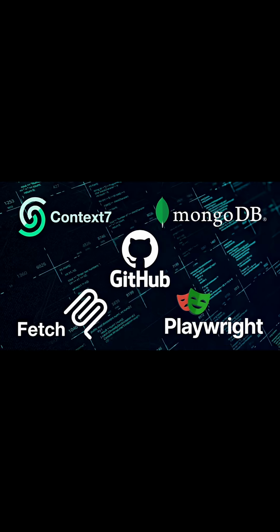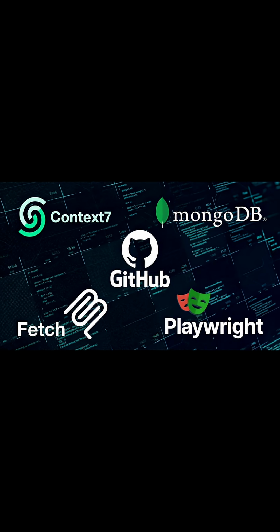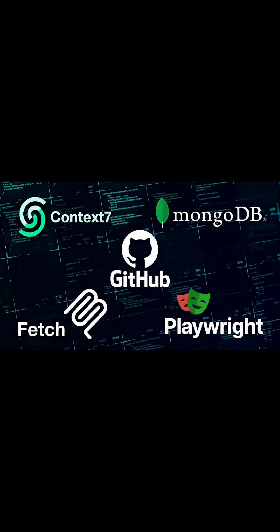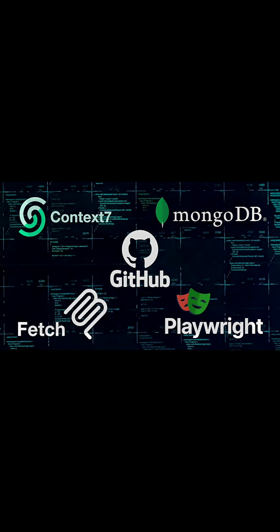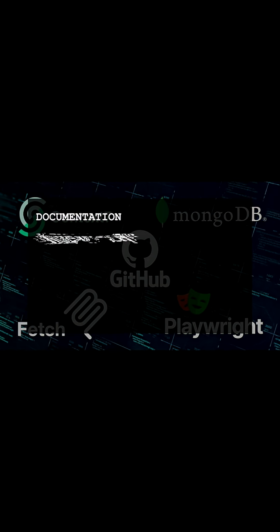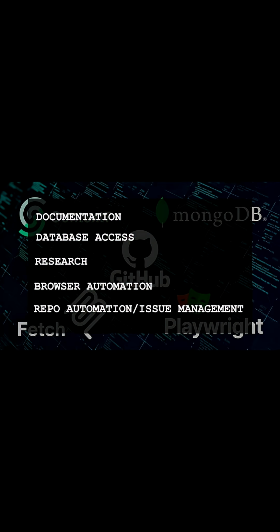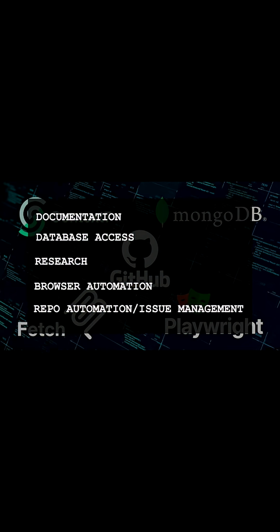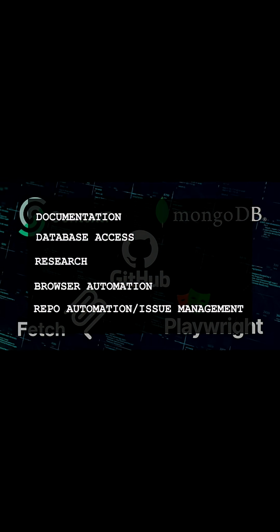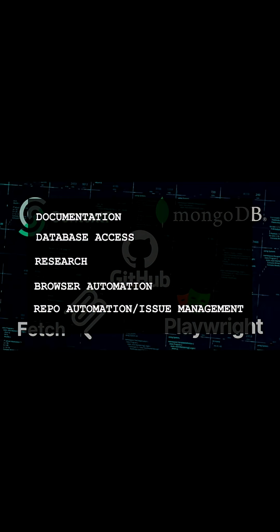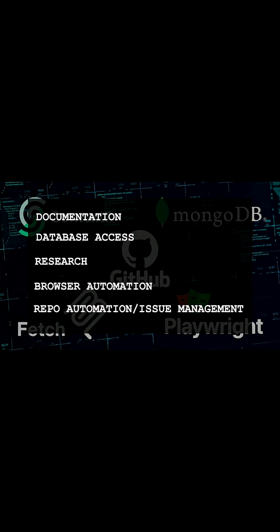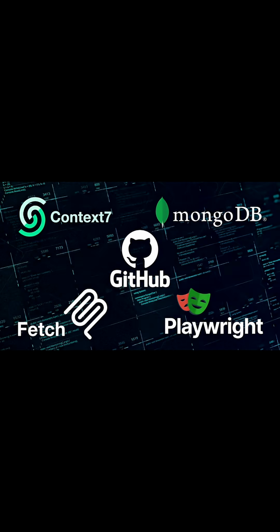So with these 5 servers, Context 7, MongoDB, Fetch, Playwright, and GitHub, you've covered documentation, database access, research, browser automation, and repo and issue management, which would be a huge part of a daily developer workflow. And the best part is you don't have to build any of these. Docker MCP Toolkit gives it to you all within one click.